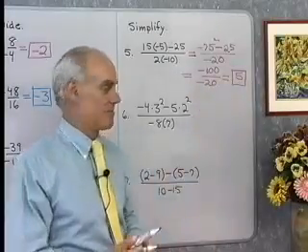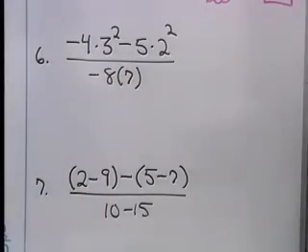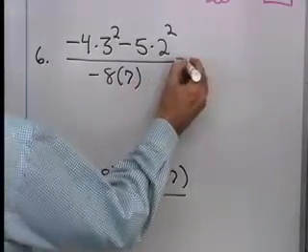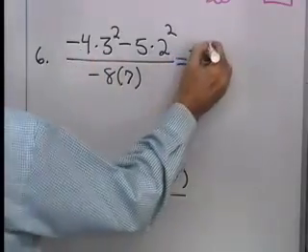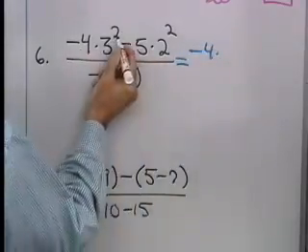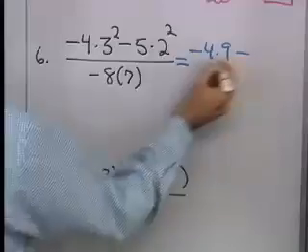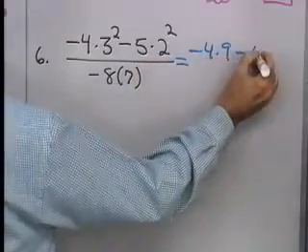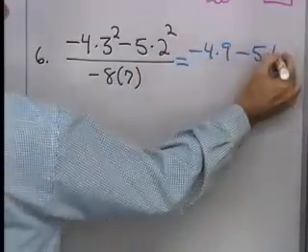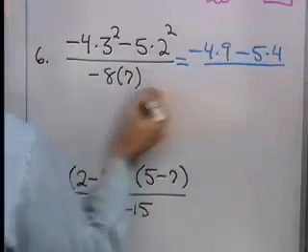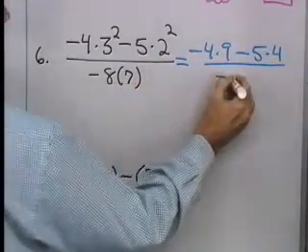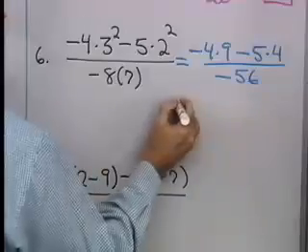Let's try another one of these. Here I have to simplify the numerator first, and I'll do that by working with the exponents. I have negative 4 times 3 squared, which is 9. Subtract 5 times 2 squared, which is 4. And that's all divided by negative 8 times 7, which is negative 56.